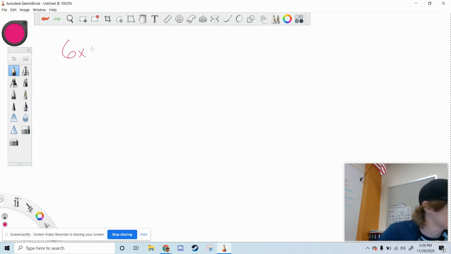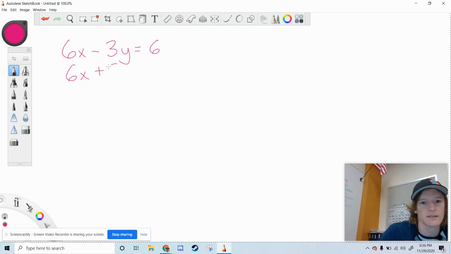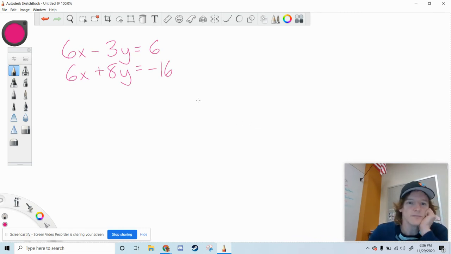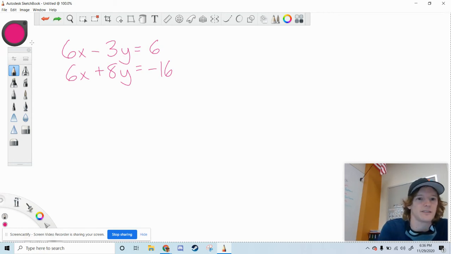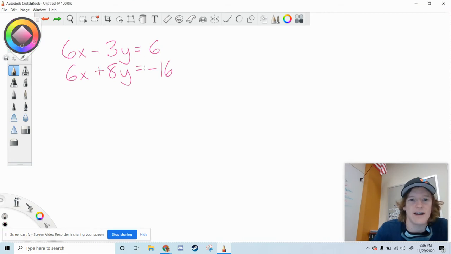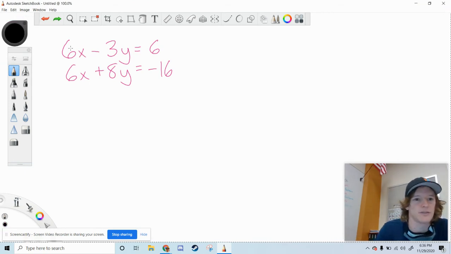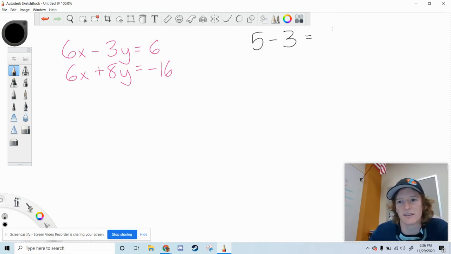We have 6x minus 3y equals 6. We also have 6x plus 8y equals negative 16. So notice if I add these, we actually don't eliminate anything. I'd have 12 x's, I'd have 5 y's, and neither one got eliminated. So what we're going to end up having to do here is, instead of adding them, subtract them. But I want to point out, when we subtract anything, if I do 5 minus 3, that's the same thing as saying 5 plus negative 3.